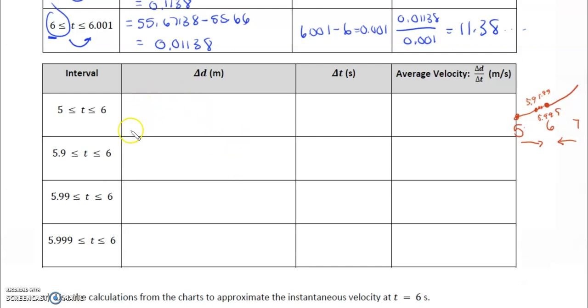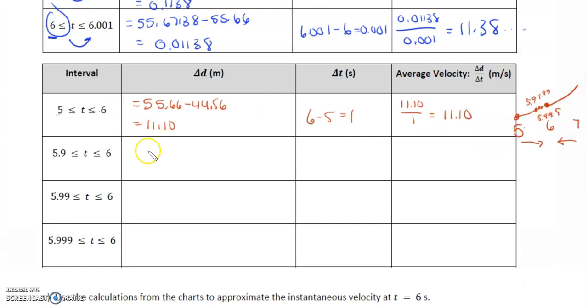And again, I'm going to skip the function notation here, and I'm just going to write out the numbers. So D6 minus D5, I get 55.66 minus 44.56, and I get 11.10. The difference between 6 and 5 is 1, so 11.10 divided by 1, again, 11.10.